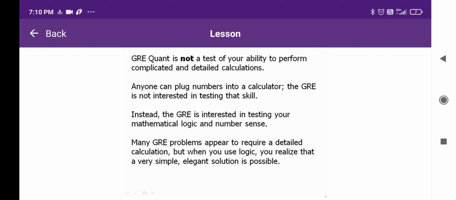Many GRE problems appear to require a detailed calculation, but when you use your logic, you realize that a very simple, elegant solution is possible. That, in many ways, is the secret of the GRE quant section right there. That the long, detailed calculations are not necessary. There's often something very elegant, and really the test is, can you figure out that elegant solution?